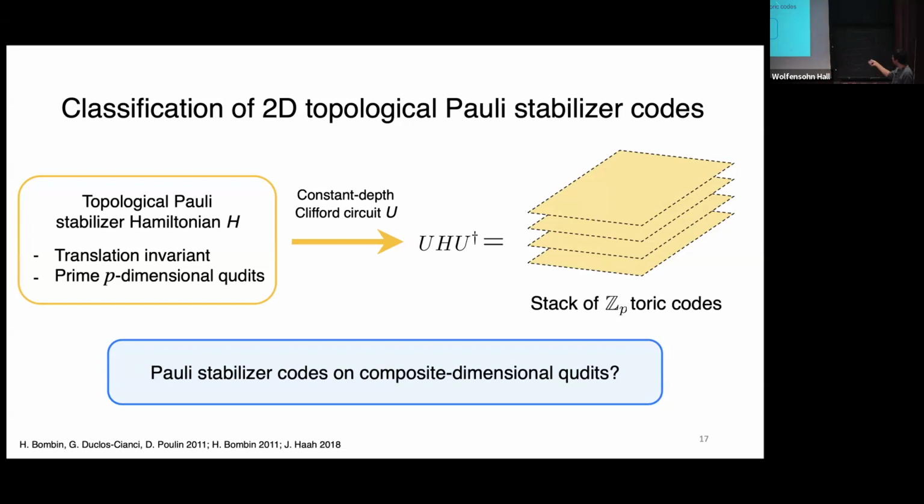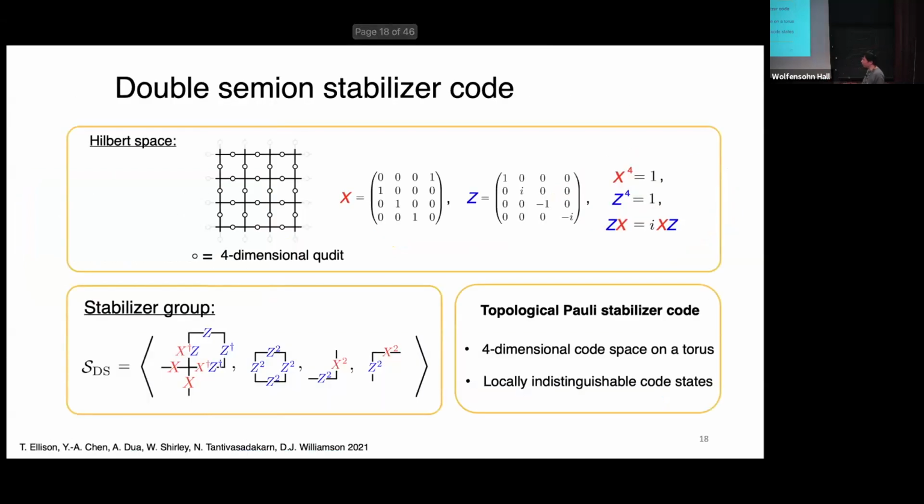Once you know this number, the invariant is just now a number. It's the number of toric codes you have, and then you know this thing up to a finite depth Clifford circuit. So this is a beautiful theorem that really answers the question in full generality for prime dimensional qubits. But the question still remains if you have other dimensions, like composite dimension or powers of prime. That's still open, but we can ask whether there's anything that's actually different from copies of toric code when it comes to non-prime dimensional qubits.